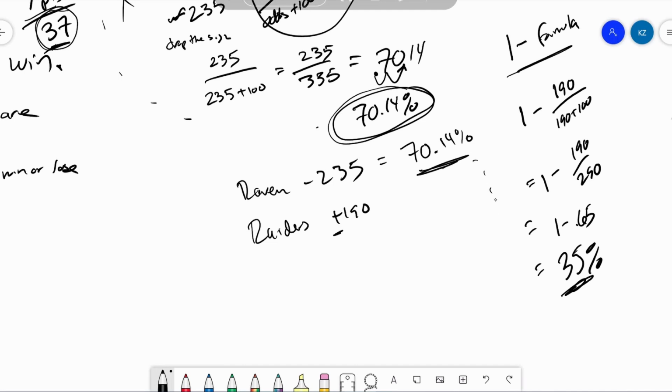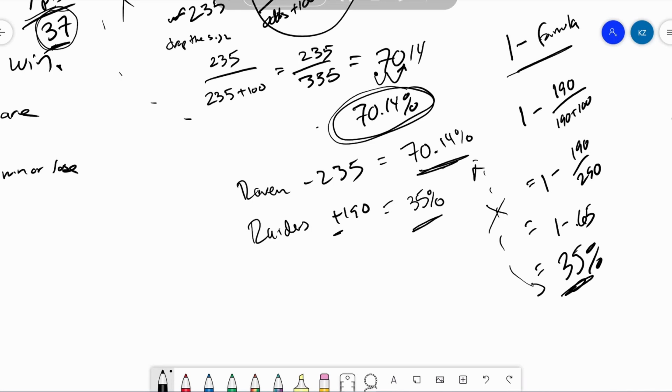And something you'll notice is that these two numbers do not add up to 100. The sportsbook does that on purpose, and I will probably explain that in another video. It's not too important, but it's just something to note. So here they're saying that they expect the Raiders to win 35% of the time.